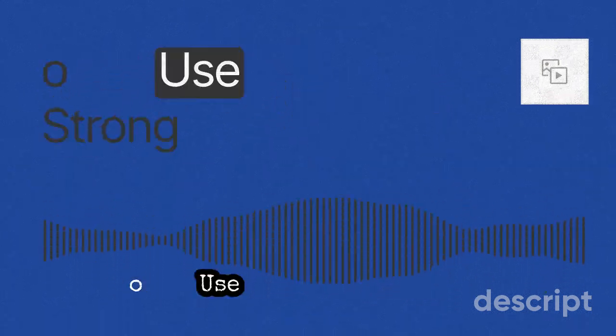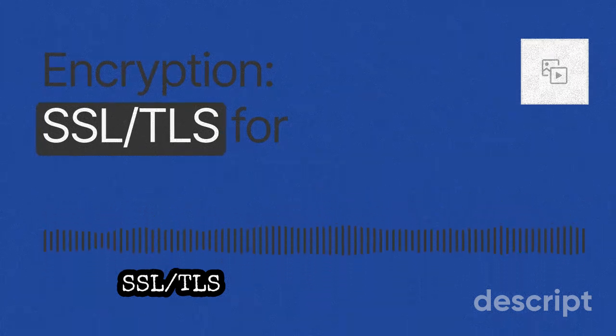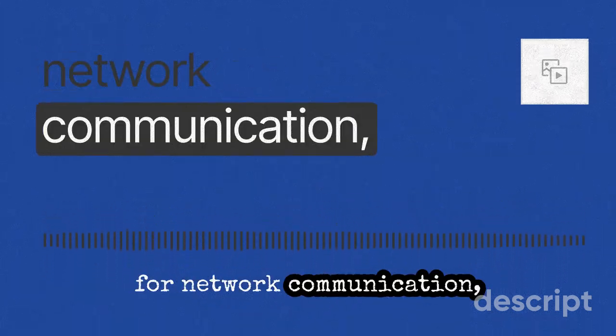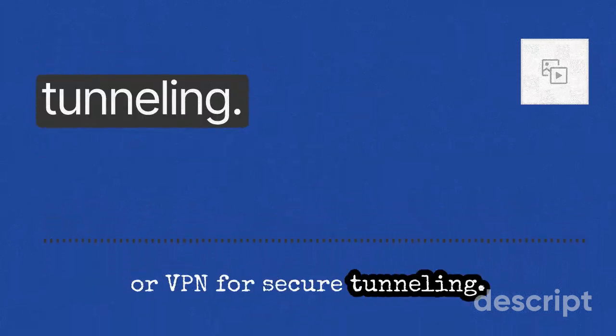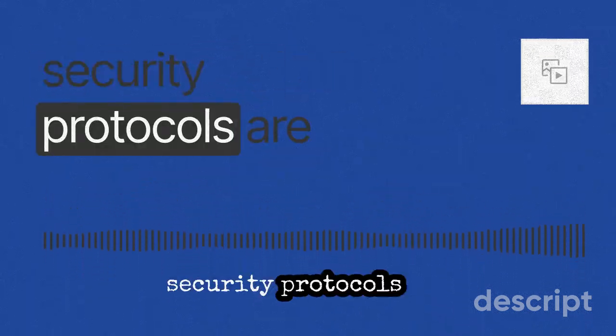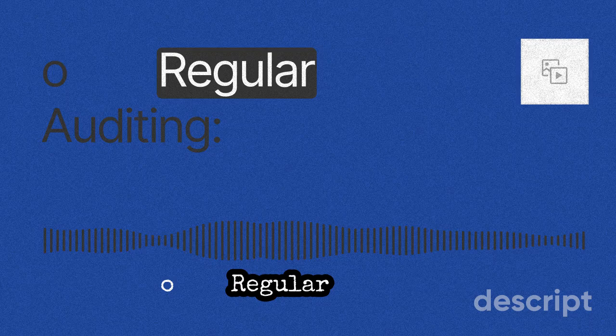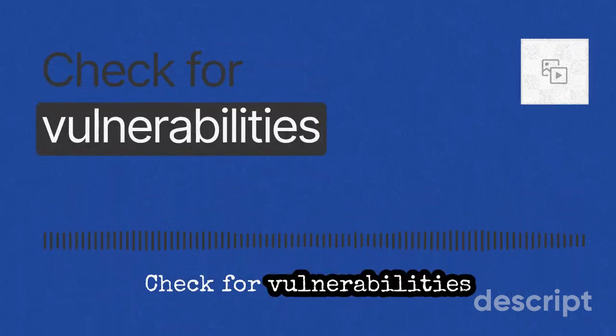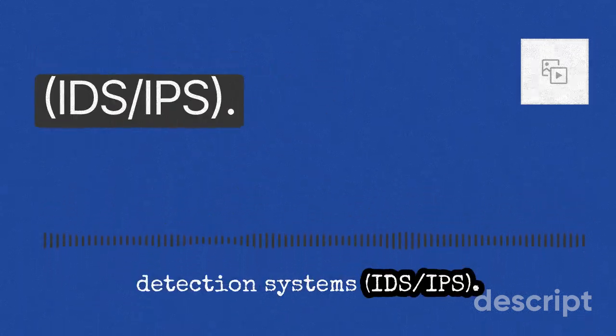Data in transit: use strong encryption, SSL/TLS for web traffic, IPsec for network communication, or VPN for secure tunneling. Use secure communication protocols. Ensure that the right security protocols are used for data exchange. Regular auditing: check for vulnerabilities and implement intrusion detection systems, IDS, IPS.